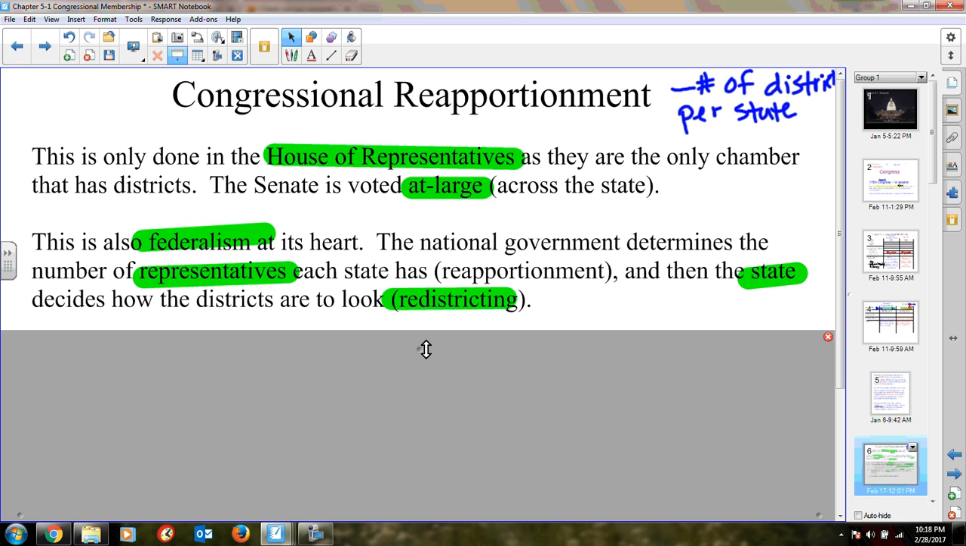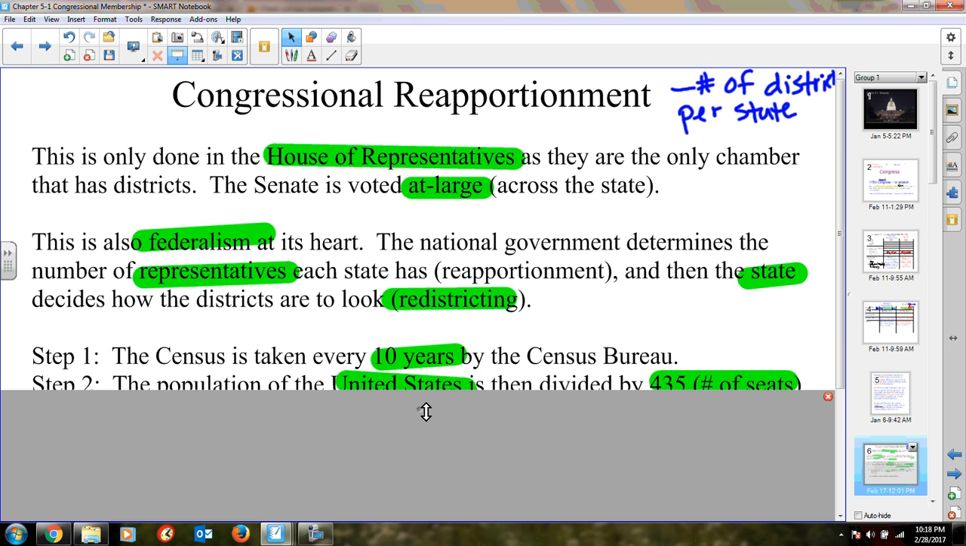So basically think about it as Washington, D.C. says, hey, Iowa, you get 5. And then the governor and the General Assembly in Des Moines get to say, okay, what are those 5 districts going to look like? And in 2010, our federal government said, hey, Iowa, you get 4. And then the Des Moines General Assembly and our governor at that time had to decide what the 4 districts look like. So this is federalism at its heart.